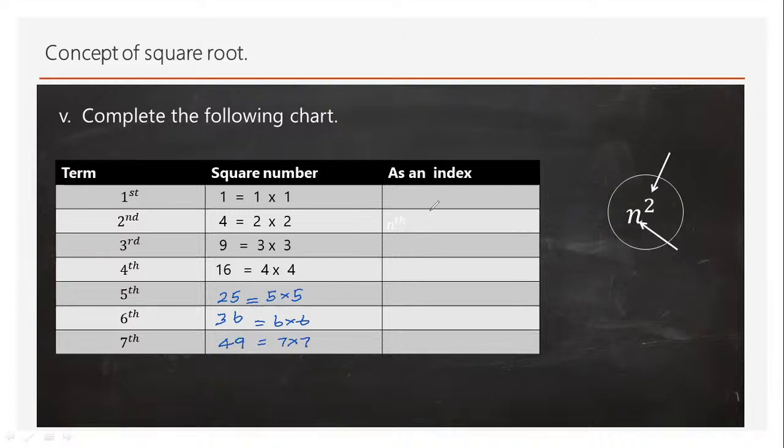Right, as an index form we are going to write this down. Index form, 1 times 1, 1 squared. 2 times 2, 2 squared. 3 times 3, 3 squared. And 4 times 4, 4 squared. 5 times 5, 5 squared. 6 times 6, 6 squared. 7 times 7, 7 squared. 8 times 8, 8 squared. So this is the index here. And this is the base here.